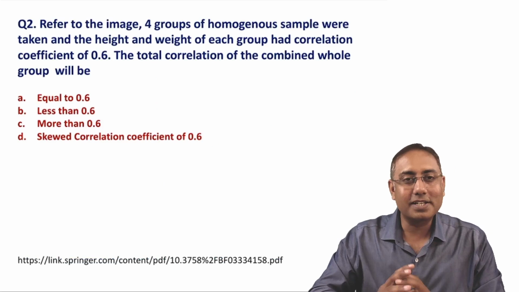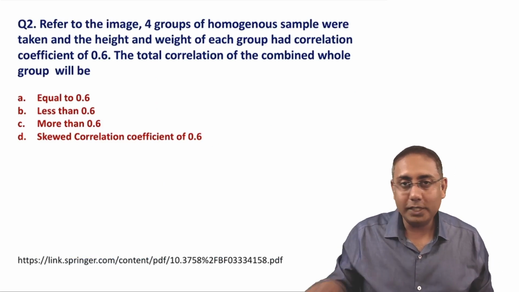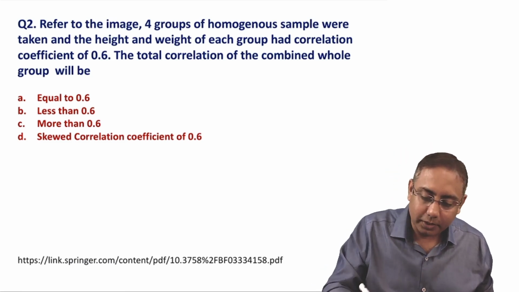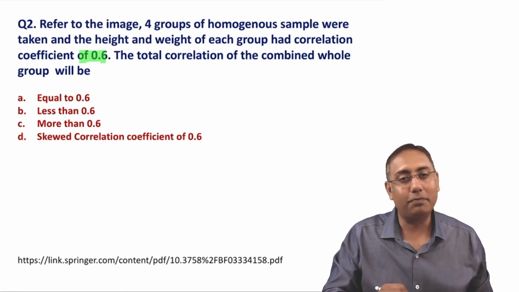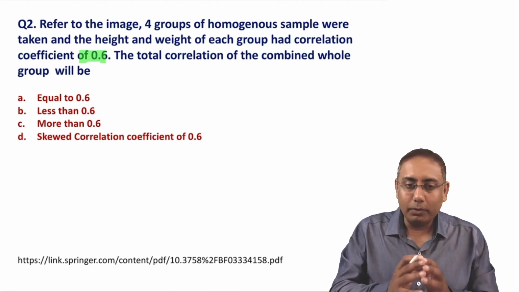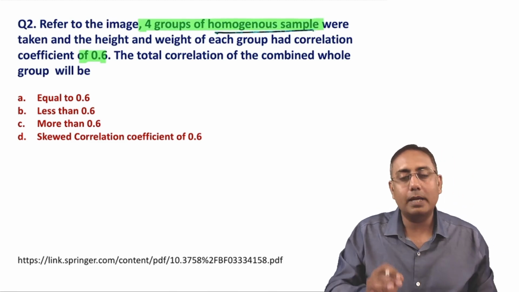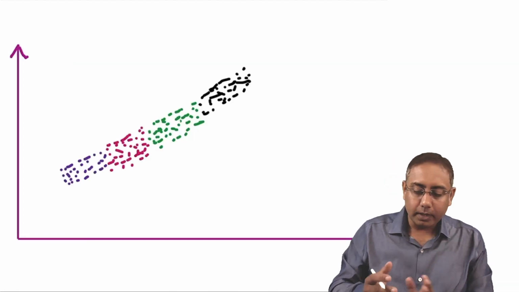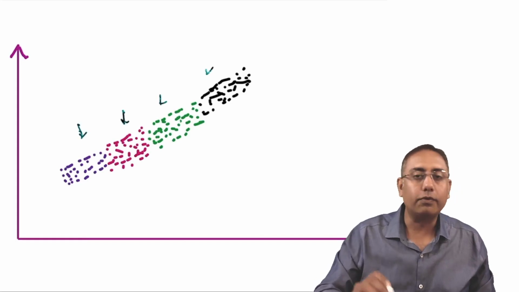Right? Now let us come to question number 2. Refer to the image. Four groups of homogeneous sample were taken, and the height and weight of each group had a correlation coefficient of 0.6. The total correlation coefficient of the combined group will be? There are different opinions on this. The point to be noted is that four groups of homogeneous sample were taken. The image they had shown was something like this, with four different colors: color 1, color 2, color 3 and color 4.